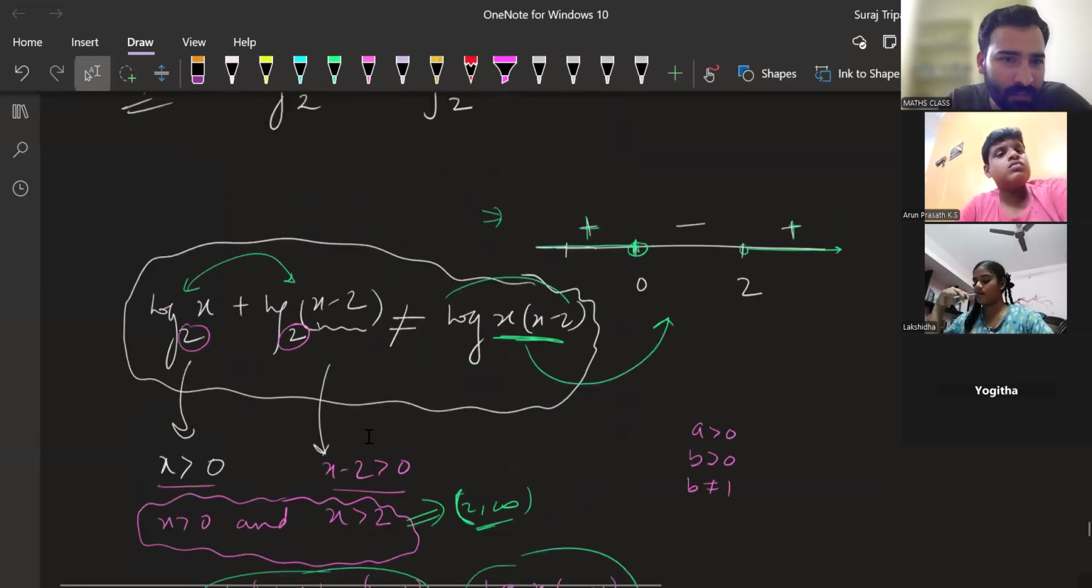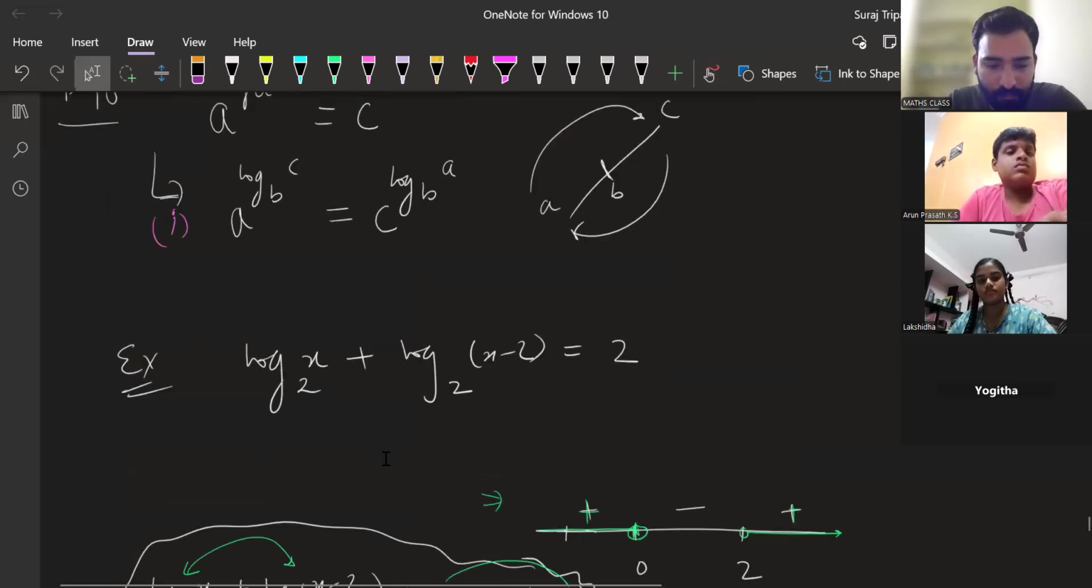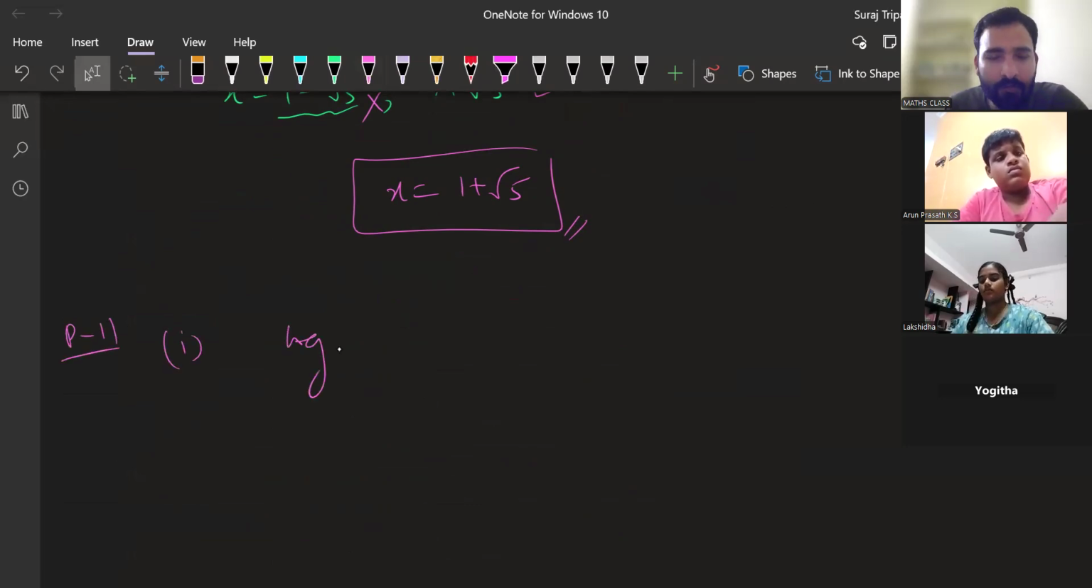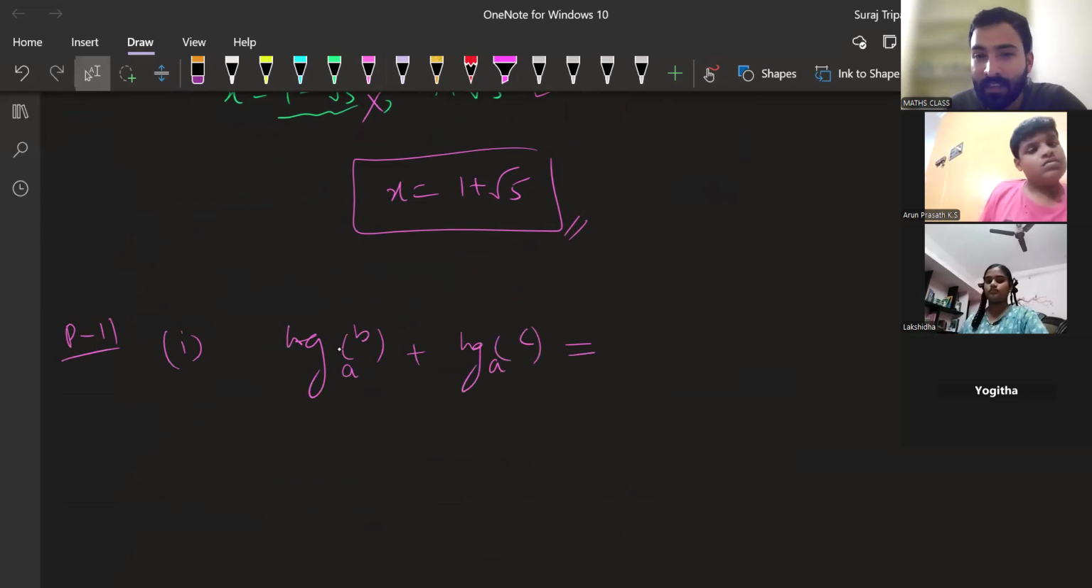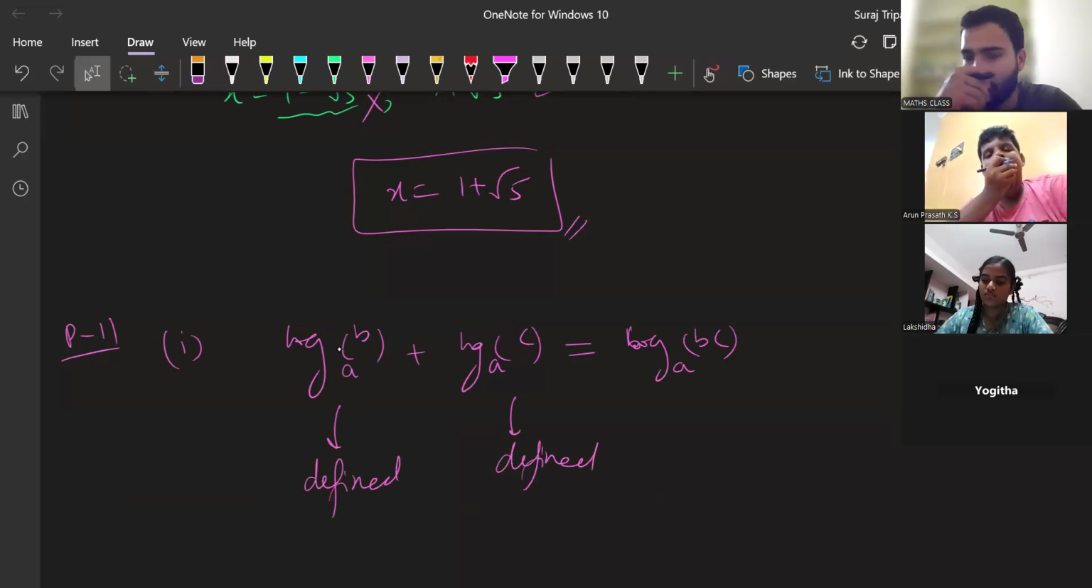What is the number of this property? Put it here as the first part of property 10, or you can also consider it a separate property. Or just write down property number 11, first part. First part is log of b to the base a plus log of c to the base a is only equal to log of bc to the base a. This is only equal if log b is defined and this log c is also defined. Then only we can use this product rule.